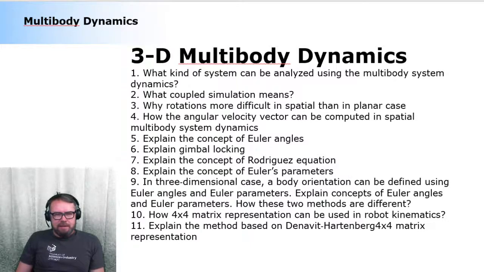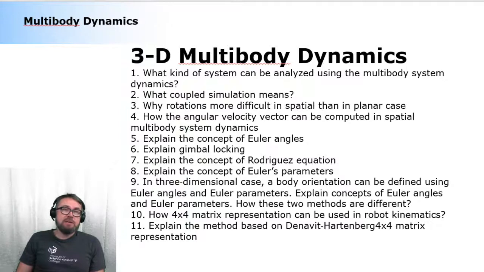So the questions are like, explain the concept of Euler angles. Well, probably you already know that. Explain the Gimbal Locking. Probably you do not know that. And then explain the concept of Rodrigues equation and so on and so forth. How can a 4 by 4 matrix representation be used in robot kinematics? So this is how it goes. There are 11 questions, and now item by item, we will go through these questions.